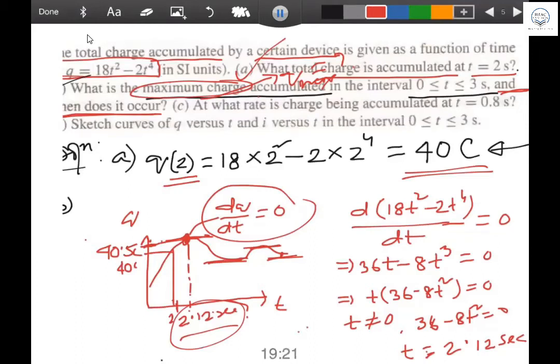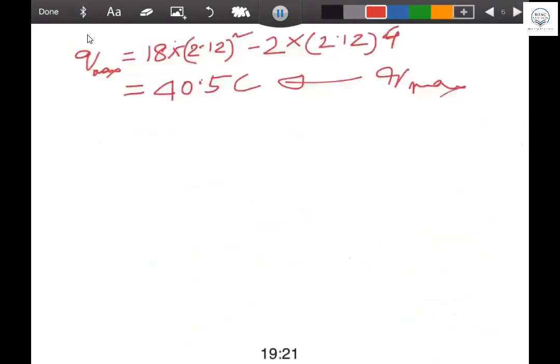So it makes sense. If your calculation gives you 39 coulomb, will it be correct or not? No, sir. Because 39 is less than 40. It cannot be less than 40. It must be more than 40, because at 2 seconds we already got 40 coulomb. That's what everybody understood. Okay, fine, no problem. Now 40 coulomb we got here.